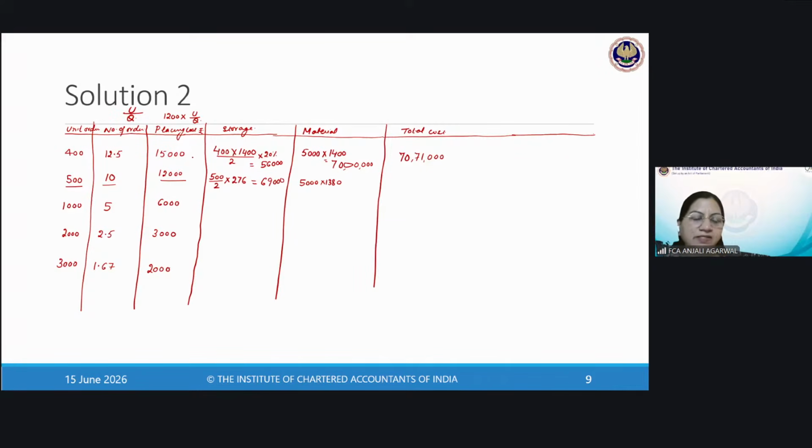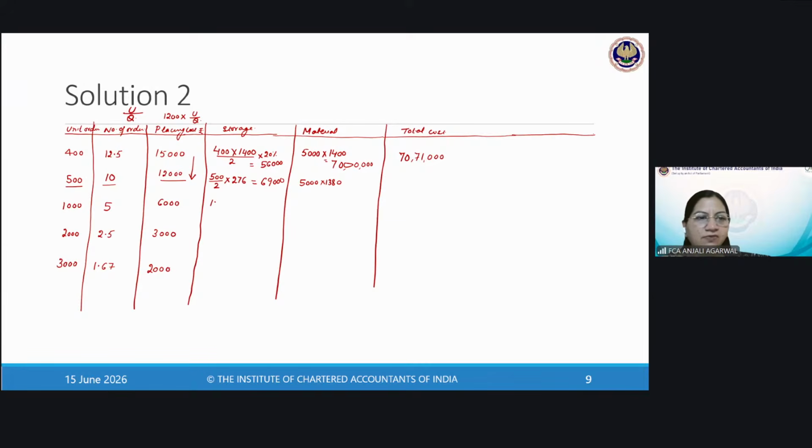You can see the placing cost has come down from 15,000 to 12,000, but your storage cost has gone up. More units, more storage, less placing. More number of orders, placing will be more; fewer orders, placing will decrease, storage will increase.